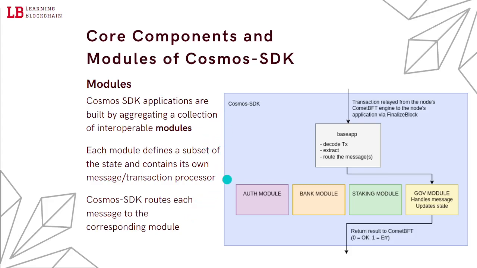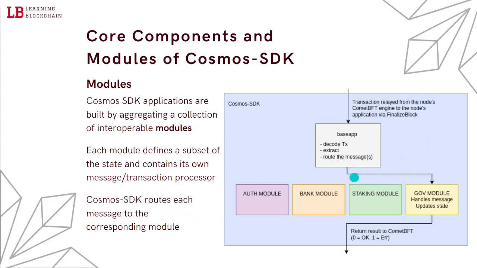The modules are the backbone of the Cosmos SDK. Cosmos SDK applications are built by aggregating a collection of different interoperable modules. Each module defines a subset of the state and contains its own message and transaction processor. These modules can be considered as small state machines because they handle their own state. And the Cosmos SDK routes each of the messages that it receives from users to the corresponding module.